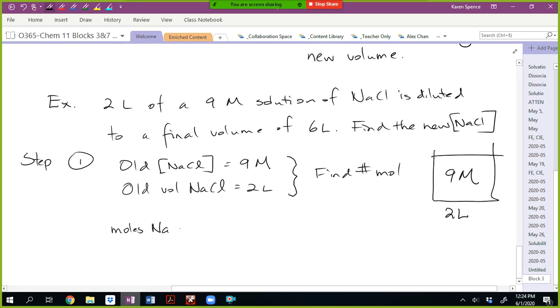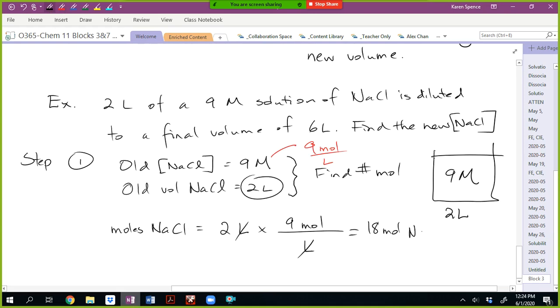Here we go. Moles of NaCl equals, oh yeah, right. Remember, 9 molar means 9 moles per liter. So we can use molarity as a conversion factor here. So we're going to take our 2 liters and we're going to use our 9 moles per liter as a conversion factor. Our liters are going to cancel out, and we're left with 18 moles of NaCl. That's how much we have in that beaker.